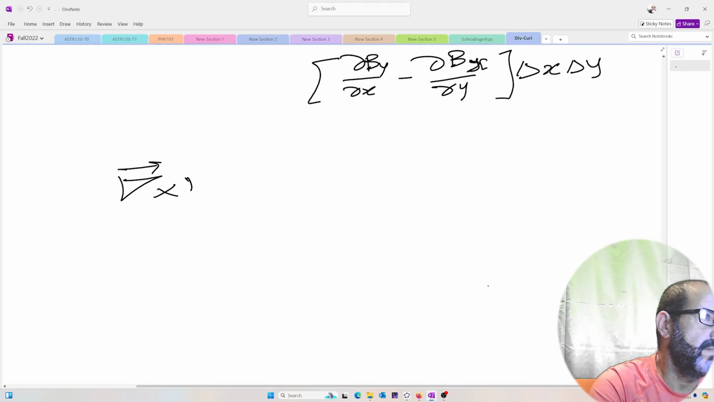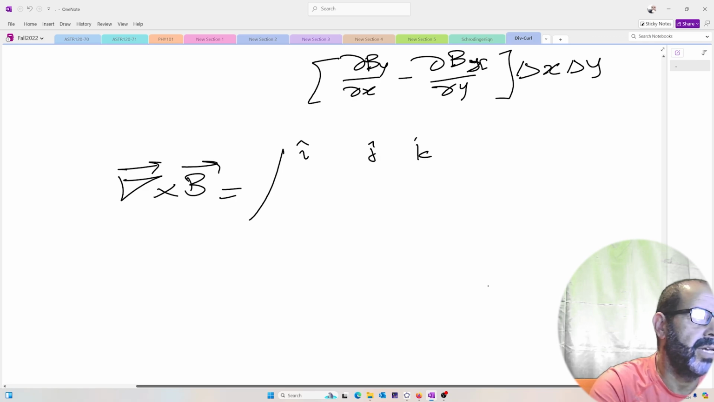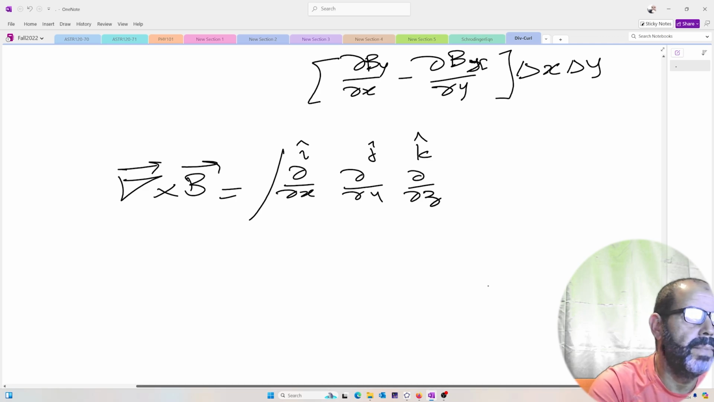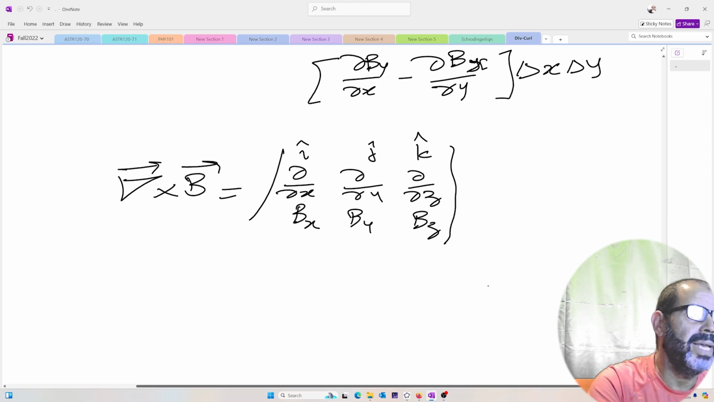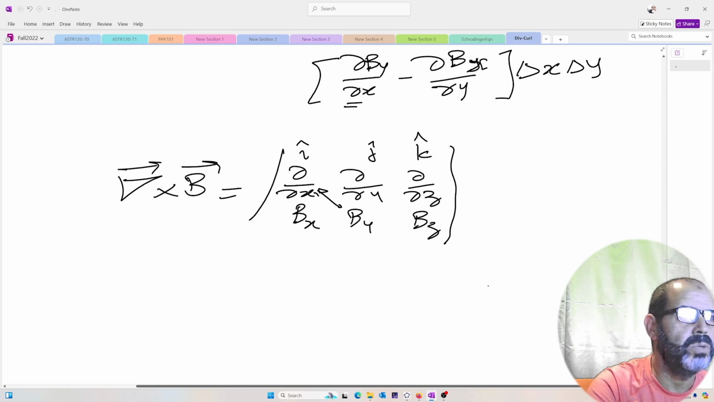The curl of b is simply, in determinant format, i hat, j hat, k hat, the operator nabla, it looks like this. It's called nabla, by the way, so you didn't hear it wrong. The gradient operator, and the vector bx, by, bz. So what we're looking at in here is the partial of by with respect to x, and this is the term, minus the partial of bx with respect to y.